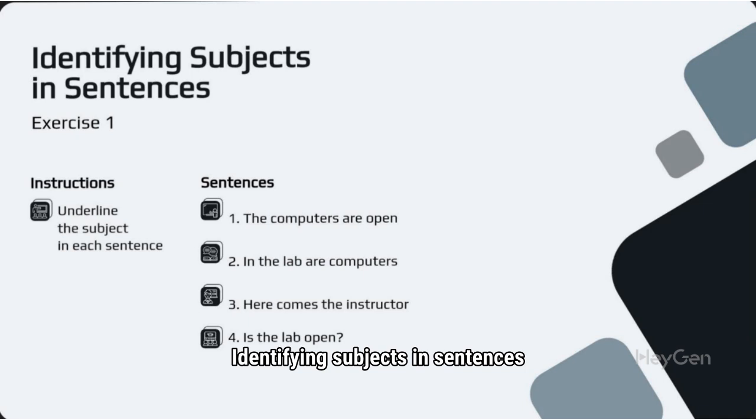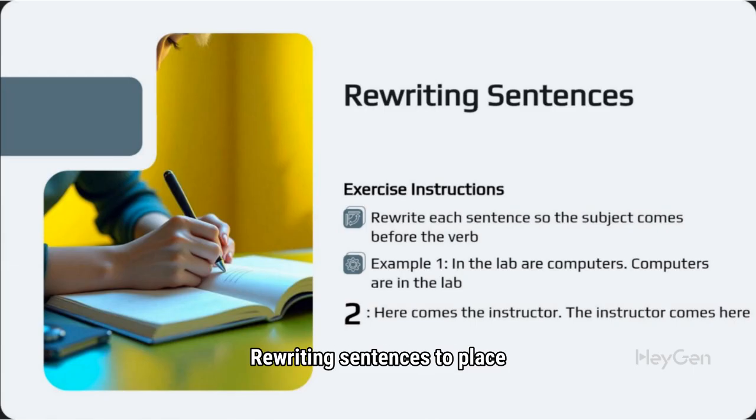Identifying subjects in sentences is crucial for understanding structure. In "The computers are open," the subject is computers. For "In the lab are computers," the subject is computers. In "Here comes the instructor," the subject is instructor. Lastly, in "Is the lab open?" the subject is lab. Rewriting sentences to place the subject before the verb enhances clarity.